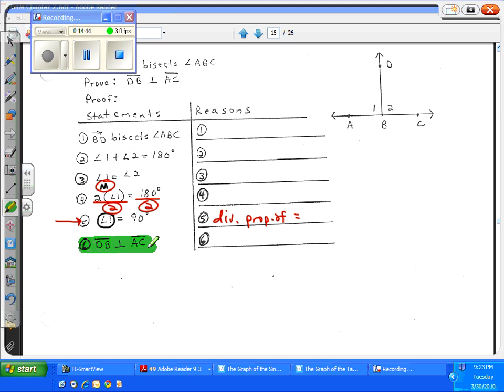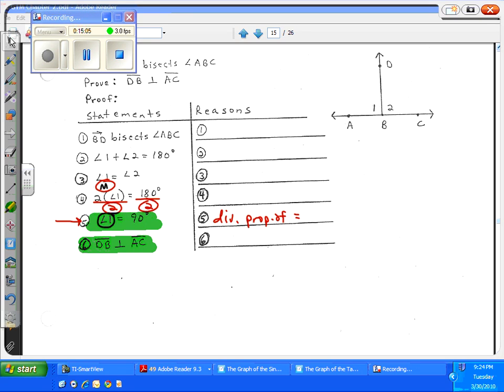And it's not going to be in the diagram, because if it is, you don't need a proof either. You can just look at the diagram and say, oh, I already know that. I don't have to prove anything. I can see that it's true in the picture. So we're always going to find the last reason in the statements above it. It says DB is perpendicular to AC, and then it says angle 1 equals 90.